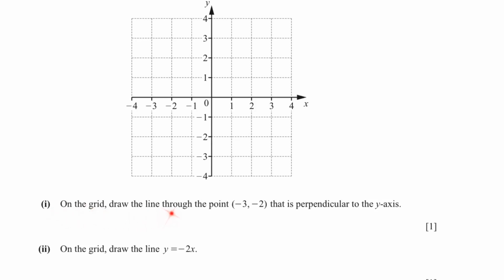On the grid, draw the line through the point negative 3, negative 2, that is perpendicular to the y-axis. Where is negative 3, negative 2? It is here. Perpendicular to the y-axis means this is your y-axis. If you make it perpendicular, it will go like this. So this is the line that we have to draw.